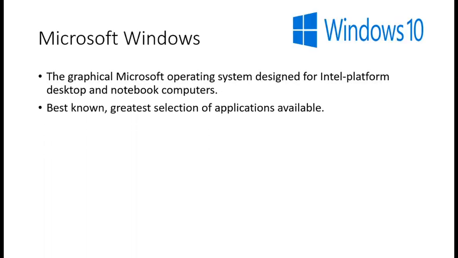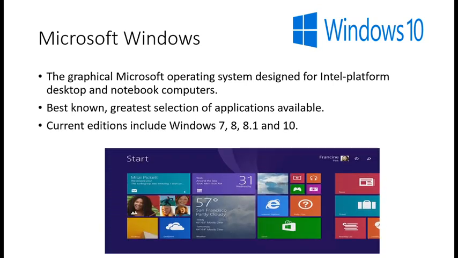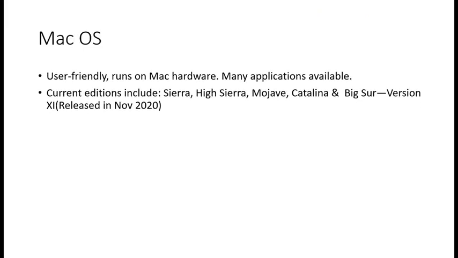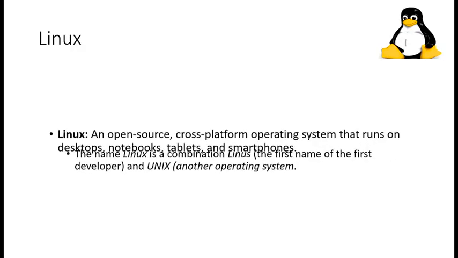Windows: today we are using Windows 10 and Windows 11. It is a graphical user interface system. The Mac operating system is used by some users. It is also user friendly, but those users who are not using the Mac operating system may face some problems. This is the Mac operating system.